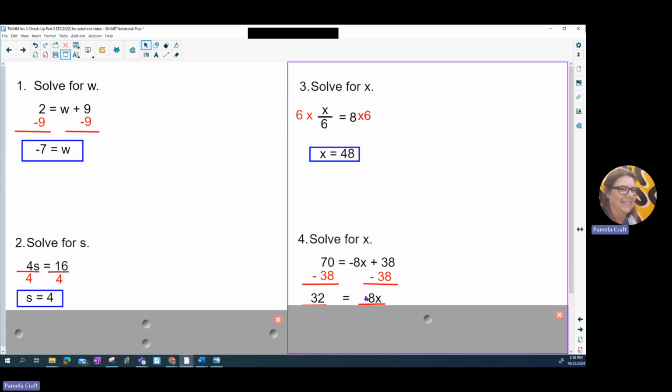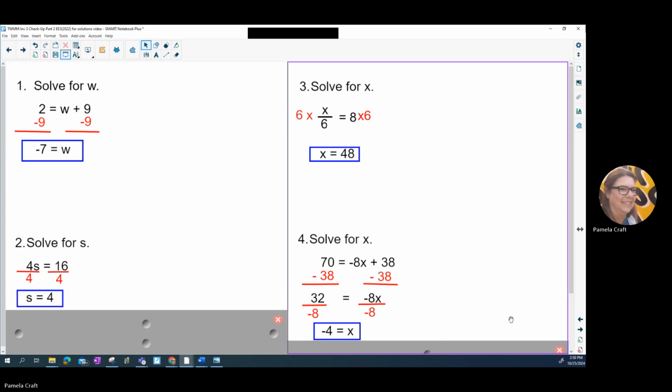To undo multiplication, I'm going to divide. So I'm going to divide both sides by that negative 8. Again, I'm going to show that division on both sides. That's my balance. And 32 divided by negative 8 is negative 4. Negative 8x divided by negative 8 is 1x. You can just write it as an x.